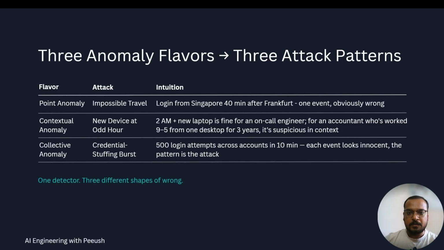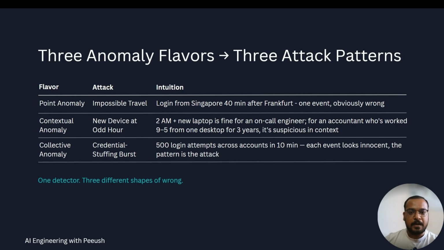Point anomaly: a single event that's weird on its own, no context needed. Our impossible travel attack, a login from Singapore 40 minutes after a login from Frankfurt. You would need a 12,000 kilometer per hour commute. One data point, obviously wrong.